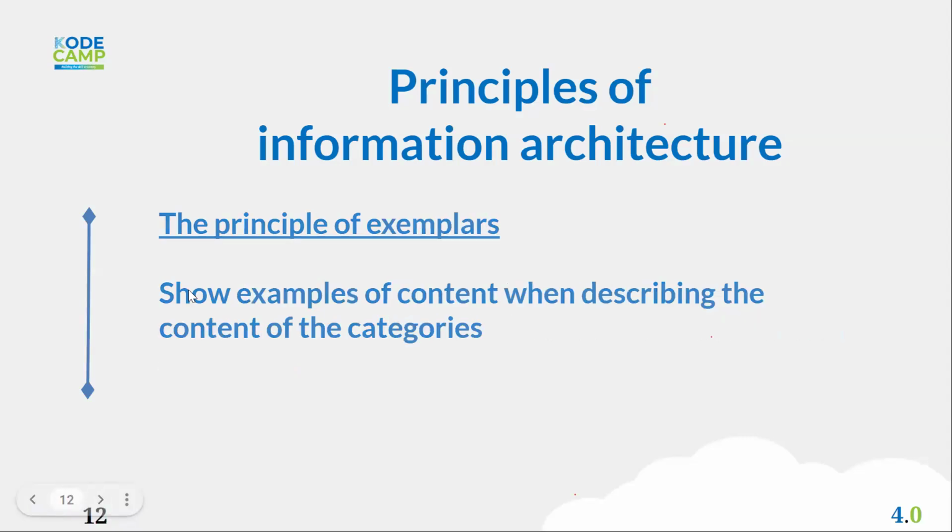Then you have the principle of exemplar. This principle shows examples of content when describing the content of a category. Looking at your Zoom screen, as you're on this call, you'll see that each of the icons has text under it, telling you that this is to make a call, this is to mute. So if you are designing, especially for an e-commerce site or any other platform, you should give a description to every object, every element that is going into your product.